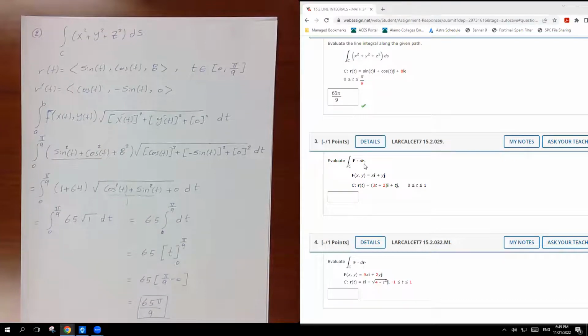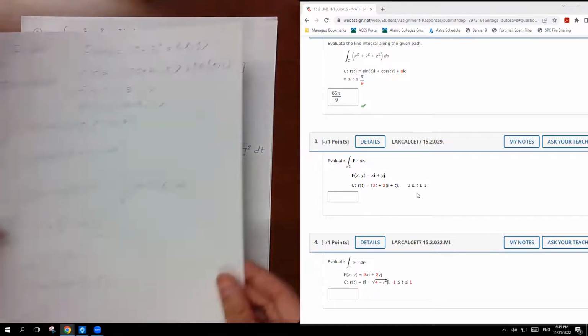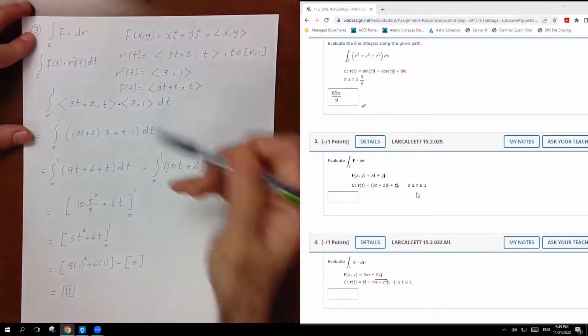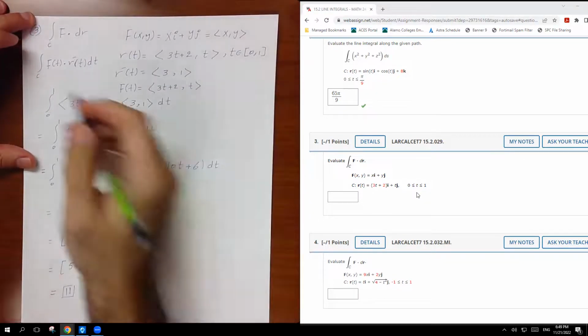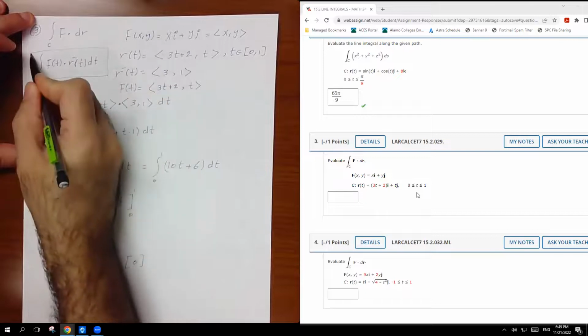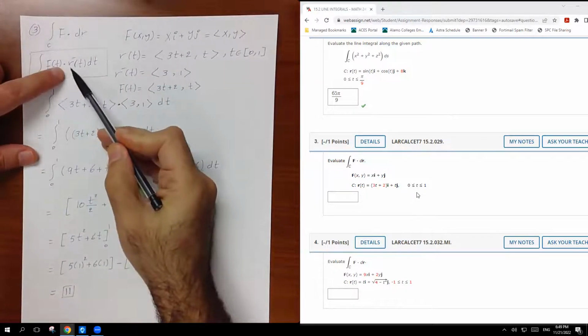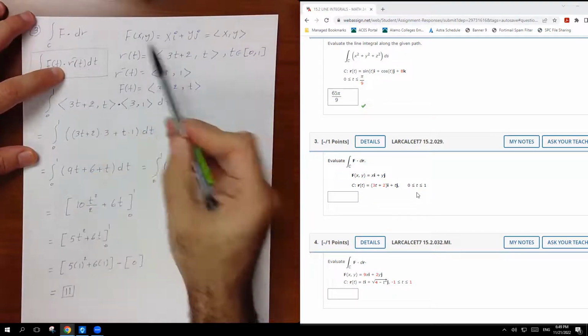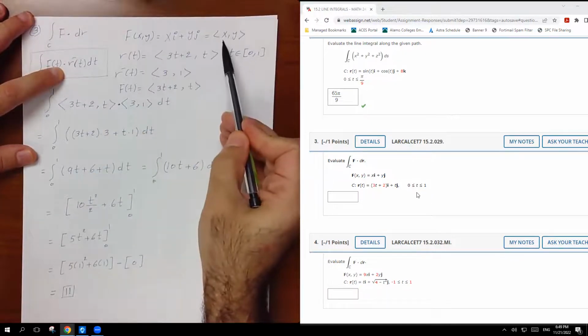For number 3, evaluate the integral over C of F dot dr. We have F of x, y equals x i plus y j, and r of t equal to (3t plus 2) i plus t j, with t between 0 and 1. Let's check how we're going to solve example 3. So here's the third one. Here is our function. Now we're going to use a different rule to find the integral. You can use this rule: F of t dot product with r prime of t dt. So here's our function with x, y.